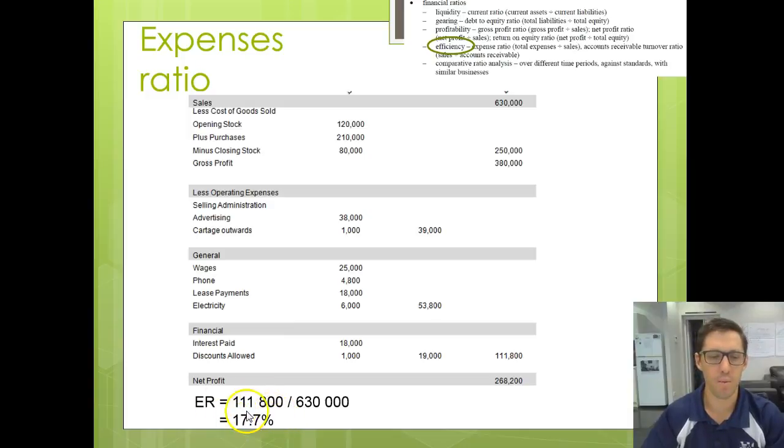Again, like all the other ratios that I've been talking about, that really doesn't mean anything unless we have a look at, okay, what was their expense ratio last year? What's the industry average expense ratio? What are their competitors doing in terms of expense ratio? Because that looks relatively low, but you don't really know until it's compared to other similar businesses or time periods or an industry average.